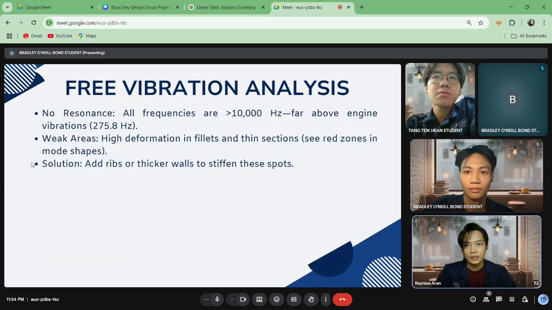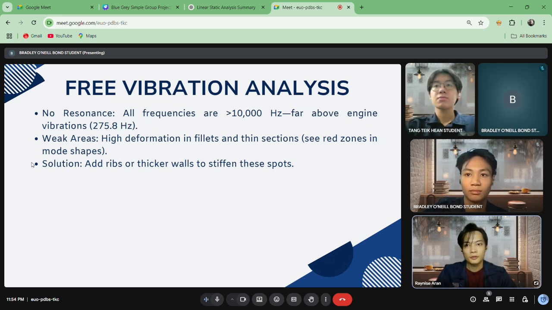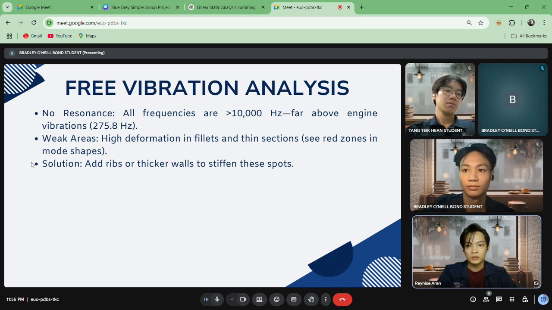Next, we have no resonance because all frequencies obtained are greater than 10,000 Hz, far above the engine vibration, which is only 275.8 Hz. The weak area, with high deformation in the fillet and thin section, can mostly be seen in the red zone in the mode shape. The solution we chose is to add a rib or thicker wall to stiffen this spot.